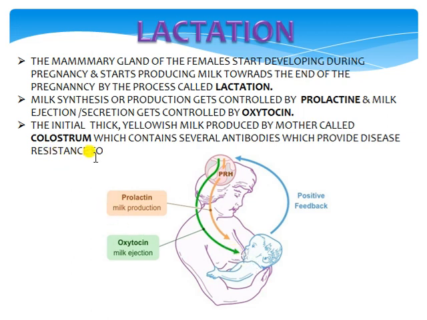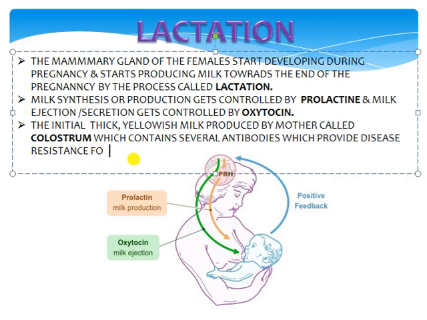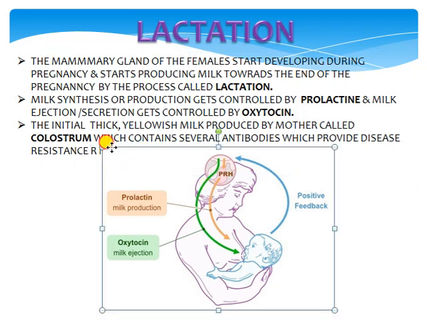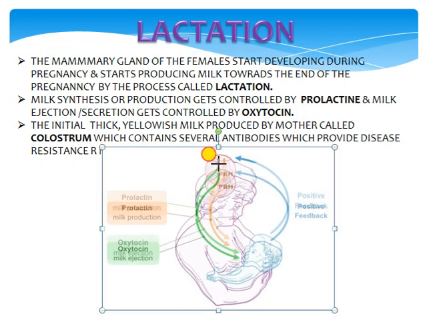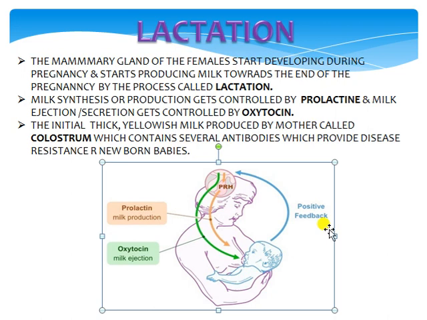Here one more thing I want to say, that the initial thick yellowish milk which is produced by the mother is very important, and that is called colostrum. Why is it important? Because it contains many types of antibodies which provide disease resistance for the newborn baby. Keep it in your mind, this is very important.